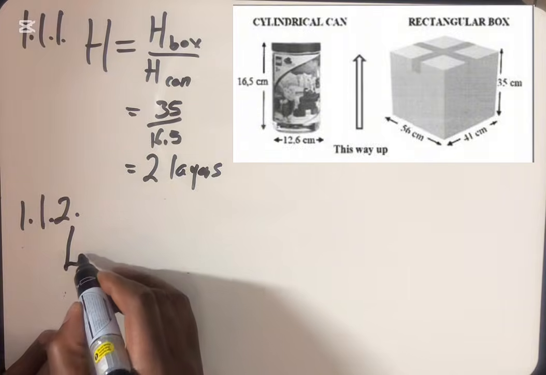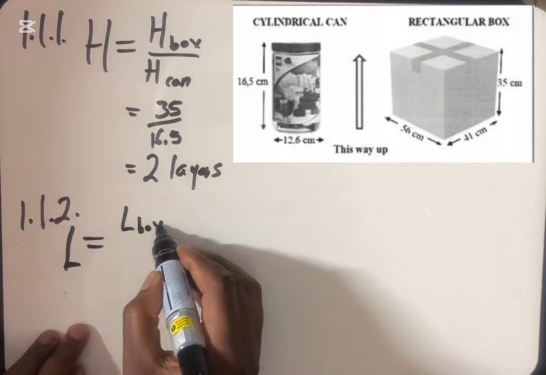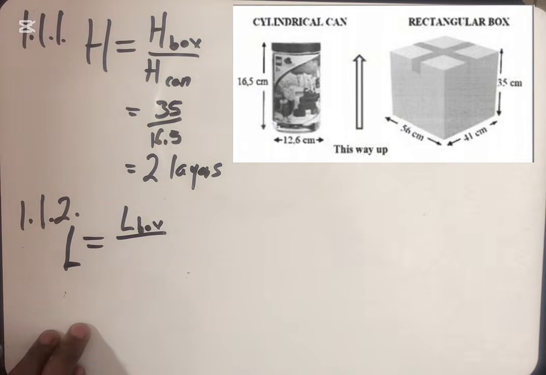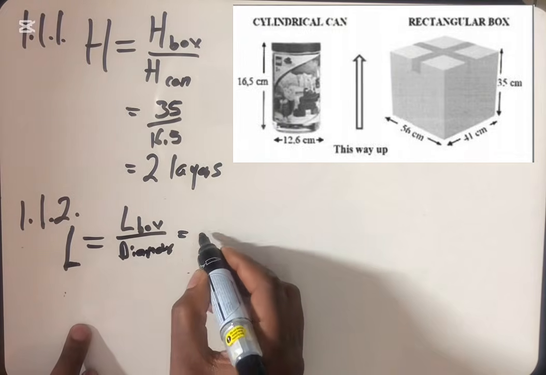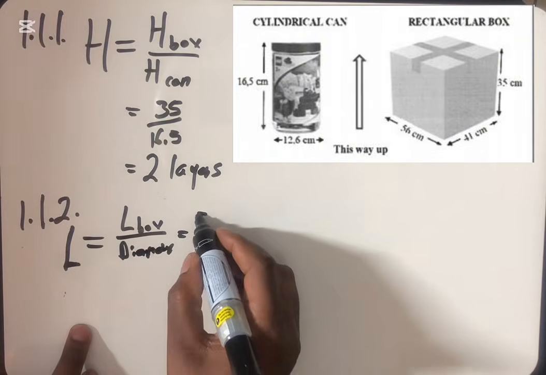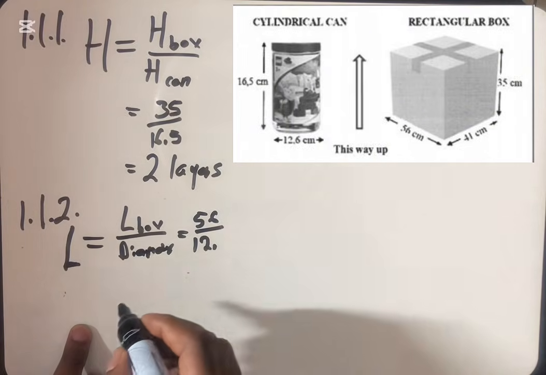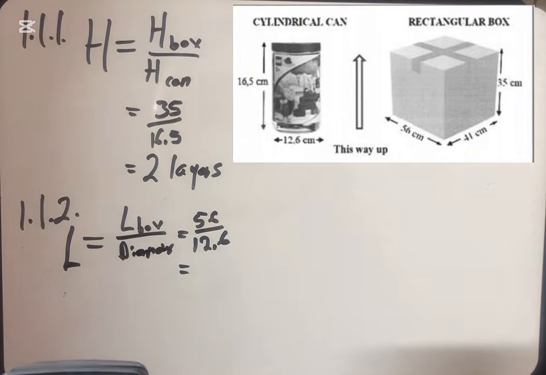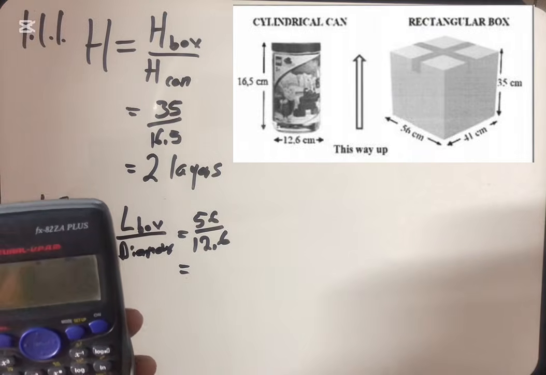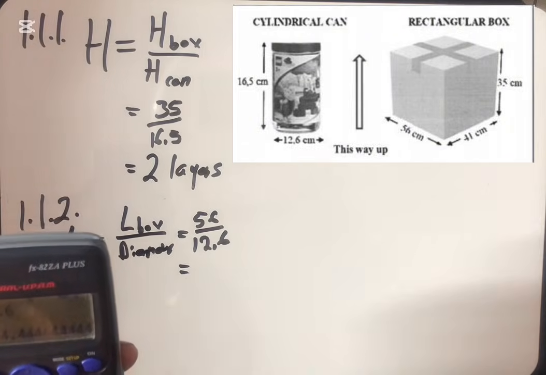Length wise. In respect of the length, we are going to have the length of a box divided by, we are dealing with cylindrical cans, meaning that we use what? We use a diameter, divide by a diameter, whereby the length of this box is 56. Divide by the diameter, which is 12.6. Then we use a calculator. We're going to say 56 divided by 12.6. And then our answer is 4.44444.